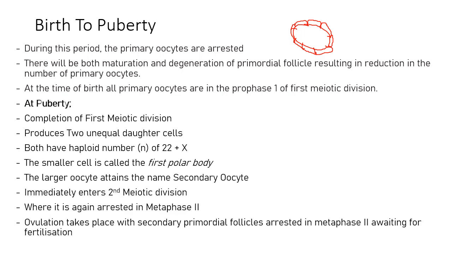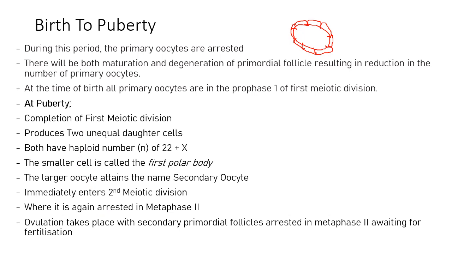Then at puberty, when a female reaches puberty, what happens? There will be completion of the first meiotic division, because that cell needs to undergo the ovarian cycle so that it can be released during ovulation. That's why it needs to complete the first meiotic division. Then when it completes the first meiotic division, what will happen?